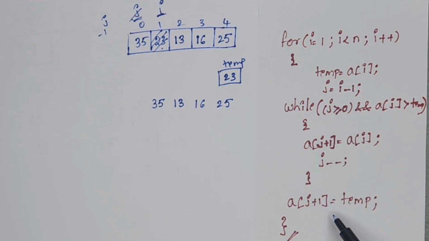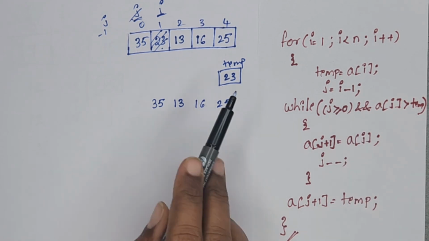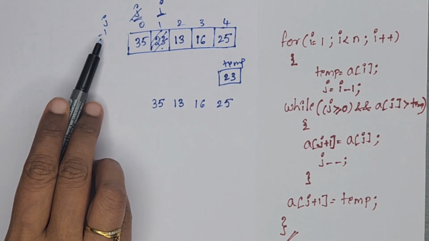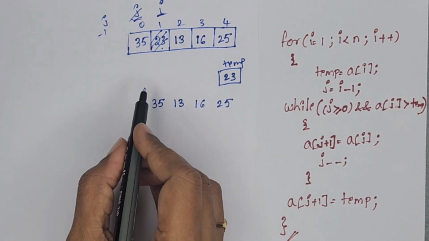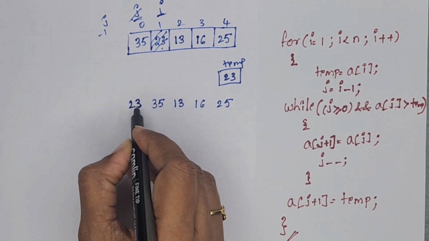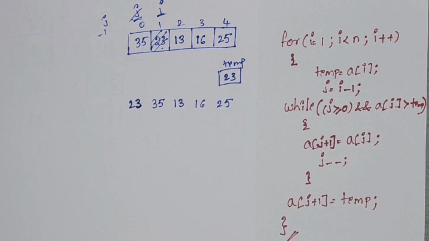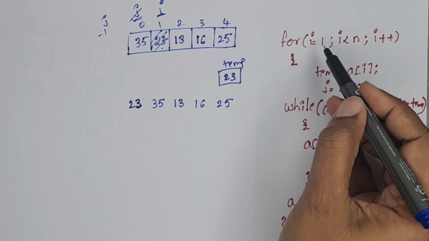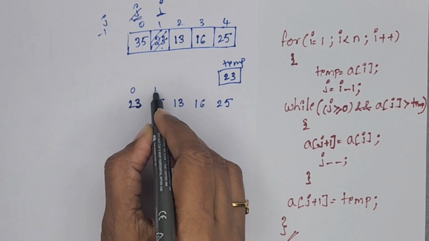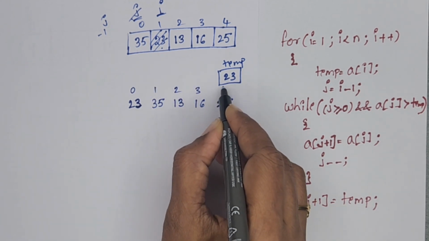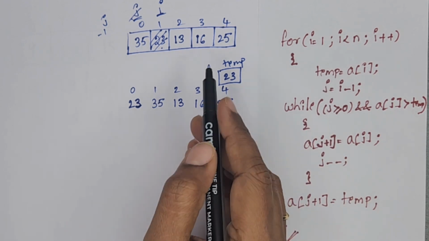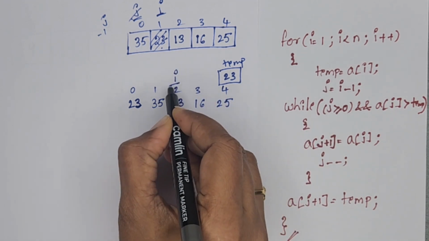After exiting the while loop, we have to store this temporary value in the j plus 1 location. What is the j value? Minus 1. j plus 1 means 0. In the 0th location, we have to store 23. Okay. Next, afterwards, i is incremented by 1. 0, 1, 2, 3, 4. Now, i is 1. After incrementation, i becomes 2.